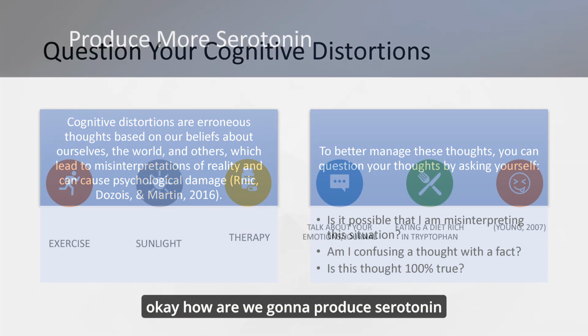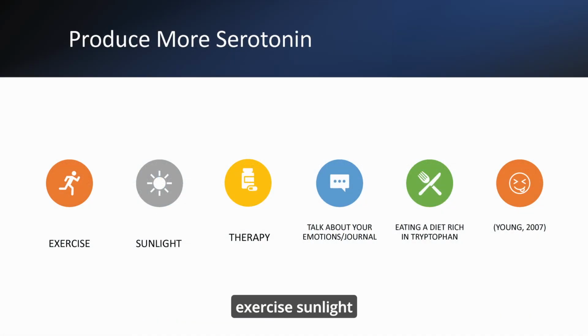Okay, how are we going to produce serotonin? Exercise, sunlight. Sunlight helps with vitamin D, and vitamin D helps with serotonin. Therapy, talking about your emotions, journaling. Eating a diet rich in tryptophan is going to help you. So fish, nuts, some fruits, chicken.